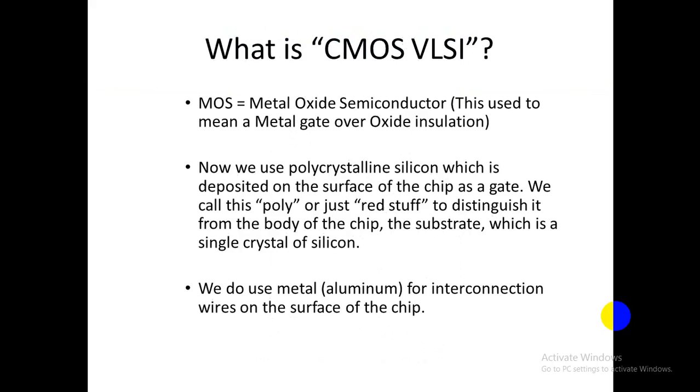Now let us see what CMOS is in VLSI. Let's see what a MOS is first. MOS stands for metal oxide semiconductor. This was used to mean a metal gate over oxide insulation. Now we use polycrystalline silicon, which is deposited on the surface of the chip, as a gate. We could call this poly, or just poly, to distinguish it from the body of the chip, the substrate, which is a single crystal of silicon. We do use metal aluminum for interconnection wires on the surface of the chip.